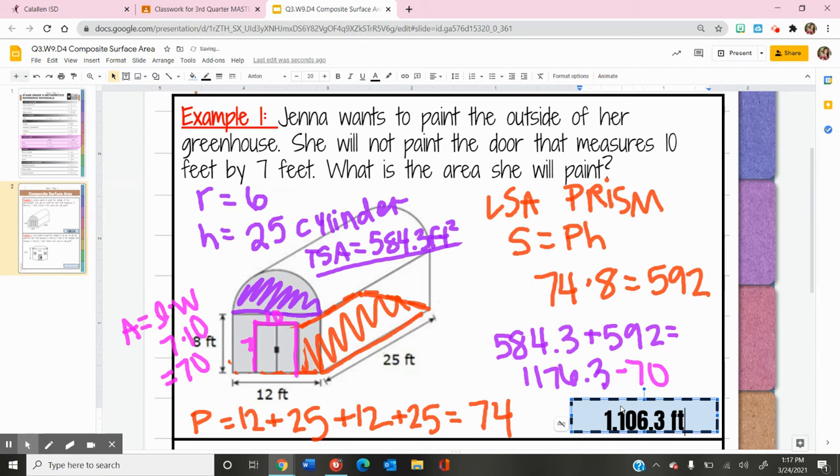And to get the squared symbol, we're going to hold the Alt key, and we're going to press 0, 1, 7, 8, release, and we'll get to the power of 2. So that was example 1. Let's move on to example 2.